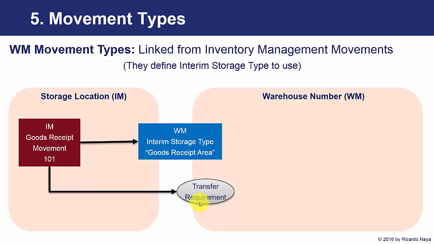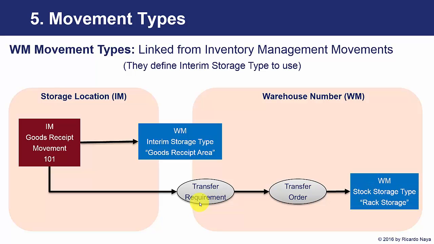At the same time, we can configure the system for creating a transfer requirement, because this is the object we need for moving these quantities inside our warehouse management system. That is going to be converted either manually or automatically. There are different ways of doing that in a transfer order. And finally, when we confirm this transfer order, that is when the operator places this quantity in the final or destination storage type, where these quantities are going to be.